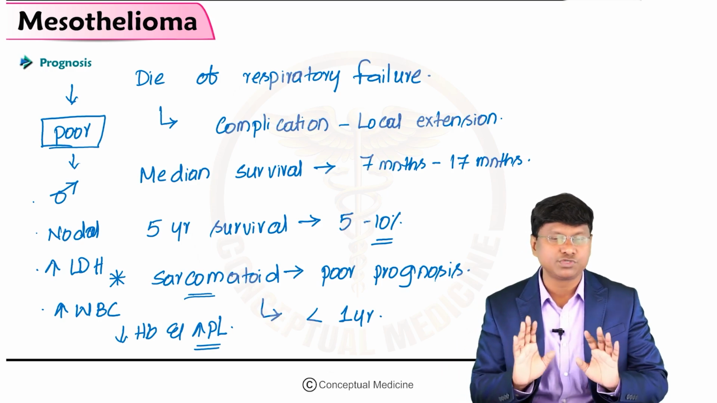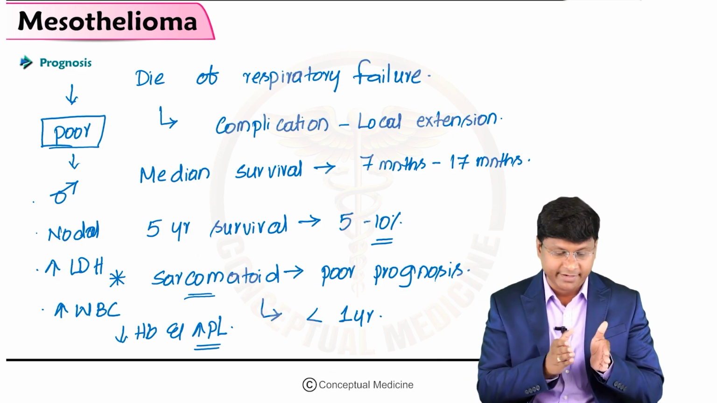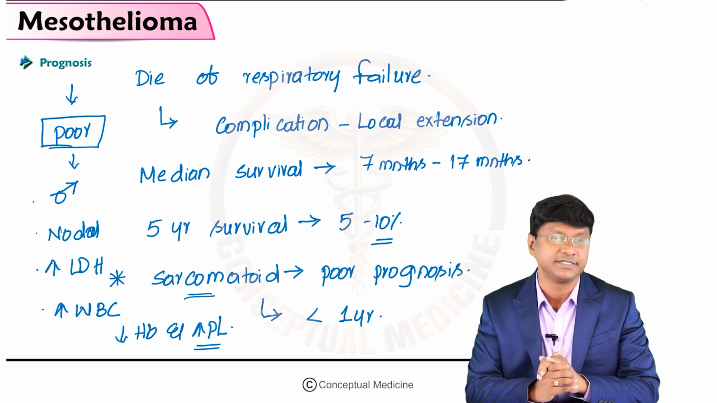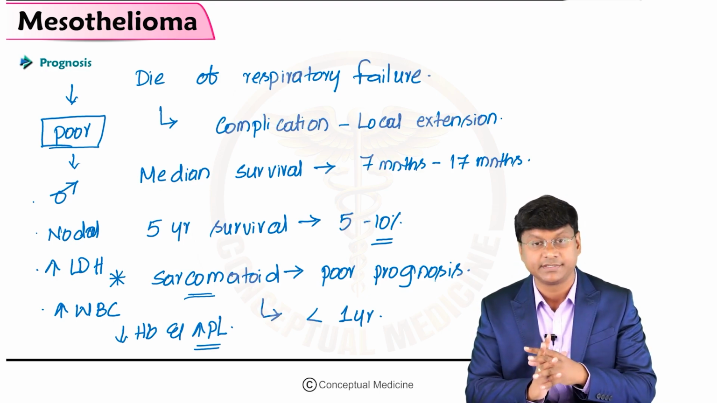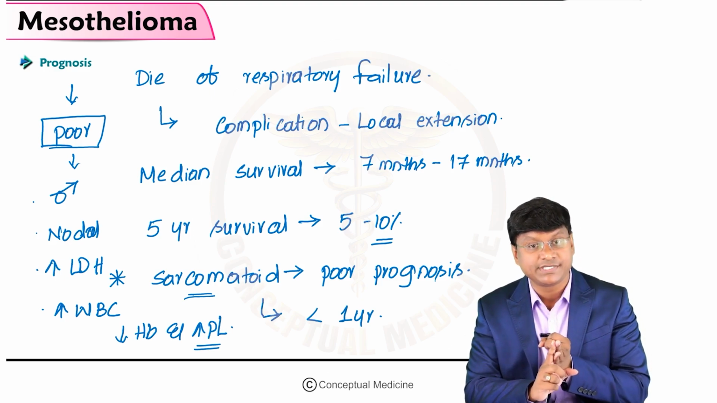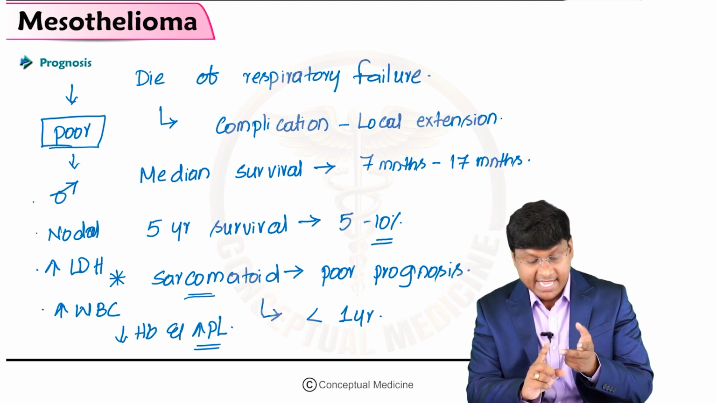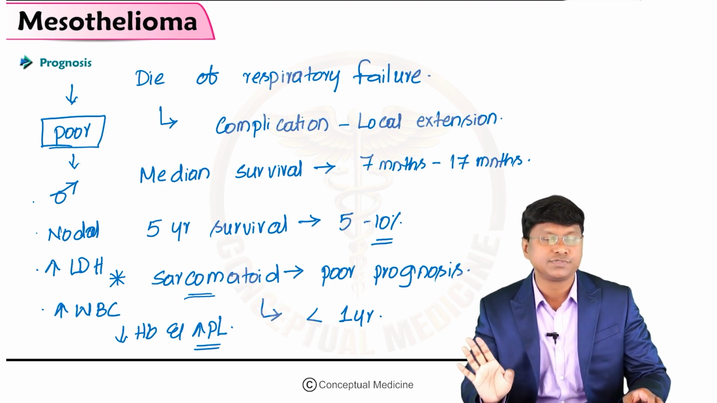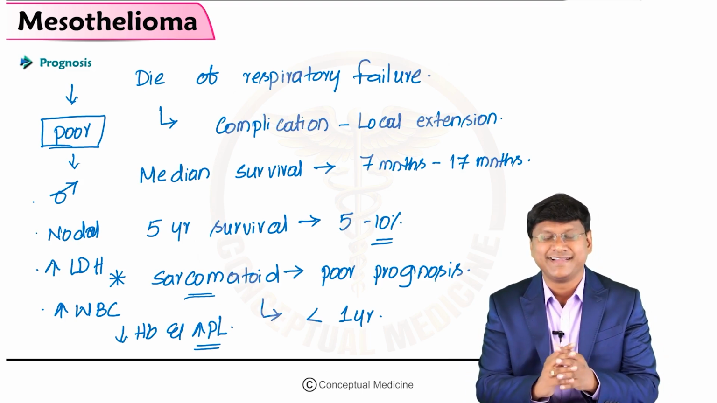And prognosis: most of the patients die of respiratory failure and complications of local extension. Median survival ranged from 7 months to 17 months. 5-year survival is only 5 to 10%. And the worst tumor is sarcomatoid tumor, where the median survival is less than 1 year. Poor prognostic factors are poor performance status of the individual, non-epithelioid histology, male gender, nodal involvement, elevated LDH, high WBC count, low hemoglobin, and high platelet count. So this is about the prognosis in patients with mesothelioma, right? So with this, I'm done with the topic of mesothelioma, and thank you very much.